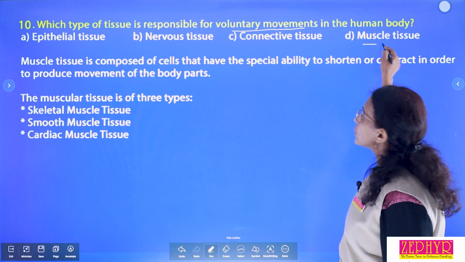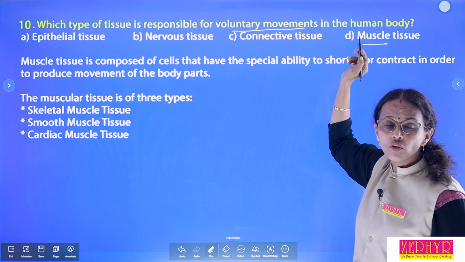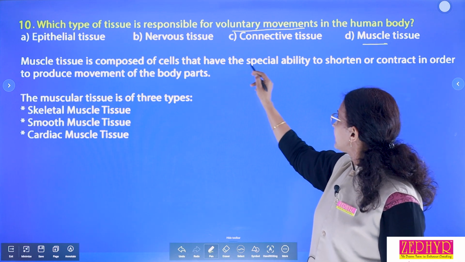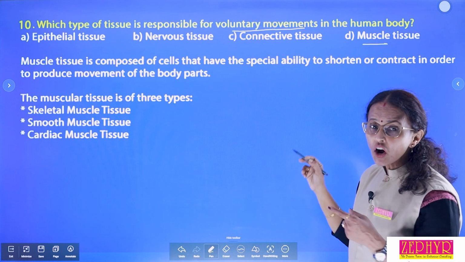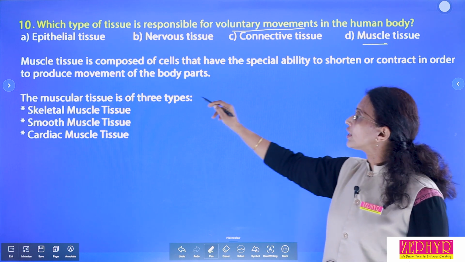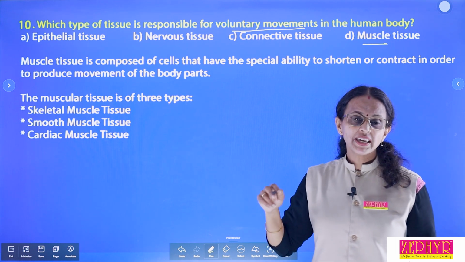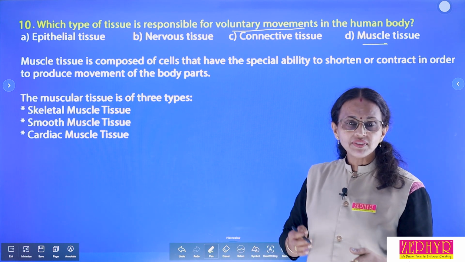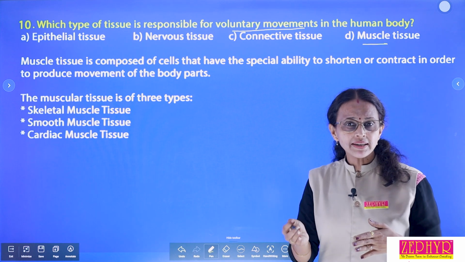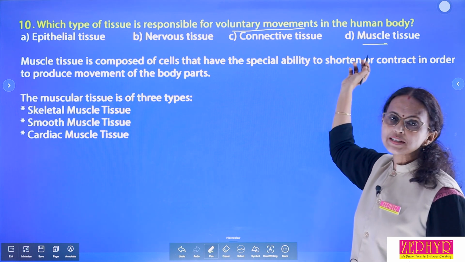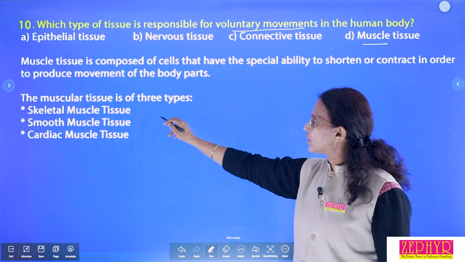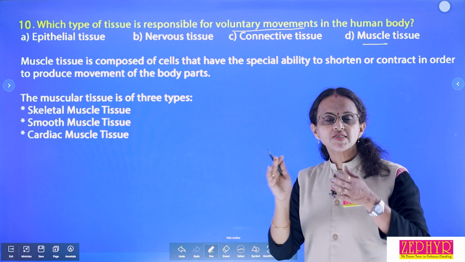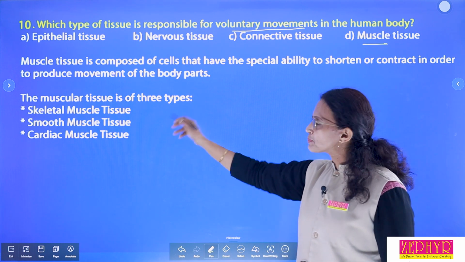Muscular tissue. Muscular tissue has voluntary movement. Muscle tissue is composed of cells that have the special ability to shorten and contract in order to produce movement of body parts. We can move, we can raise our hand, walk, run; these are all voluntary movements, and that action is done by muscular tissue. The muscular tissue is of three types: skeletal muscle, which is also called voluntary muscle and is attached to the skeletal system, then smooth muscle.